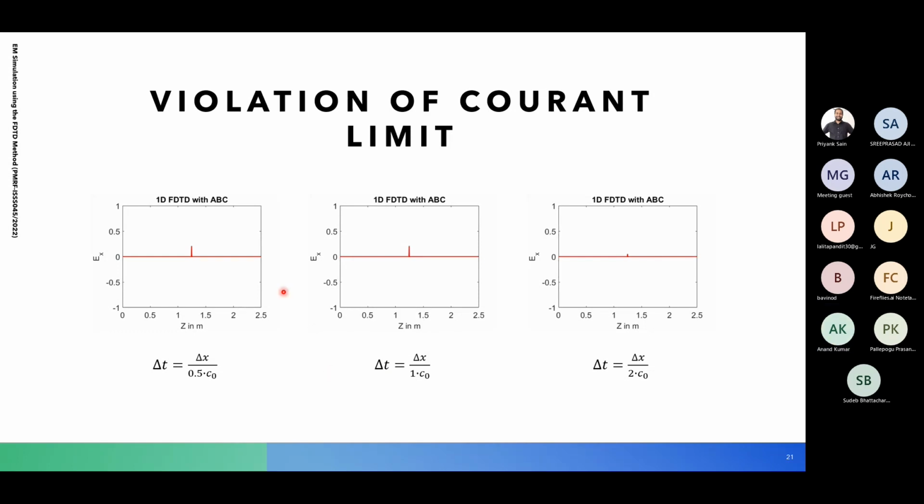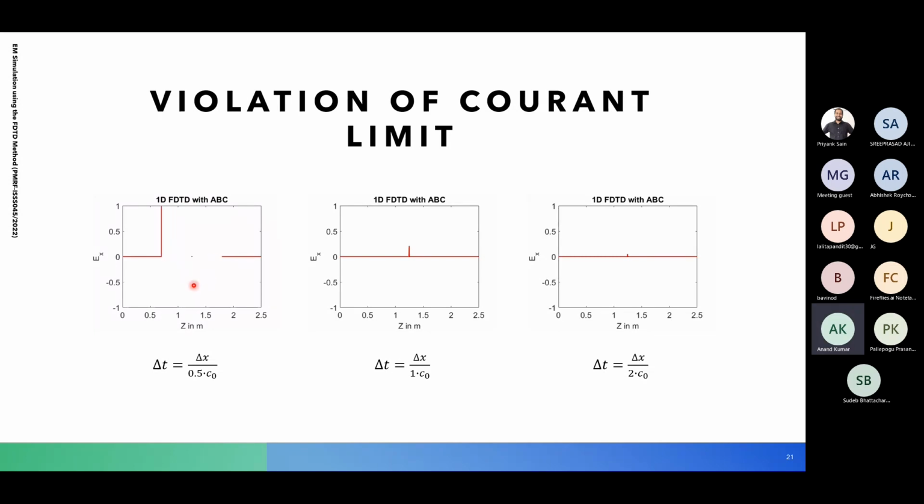Uh, can you see the slide number 21? Yes, yes. Okay. Not sure. My cursor is lagging.